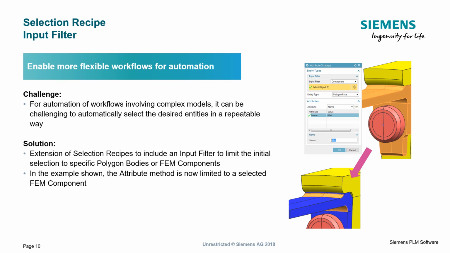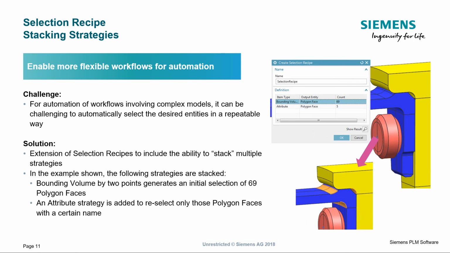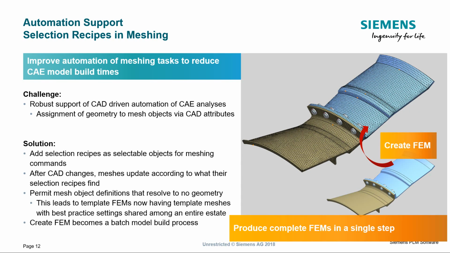The first is with our input filter. This can now be used to select either polygon bodies or FEM components. We've also expanded it in the area of stacking the selection recipes so that you can combine selection recipes to make a new selection recipe, such as one that combines both an attribute and certain specific polygon faces. We can also create selection recipes with bounding volumes, and those can be stacked as well.